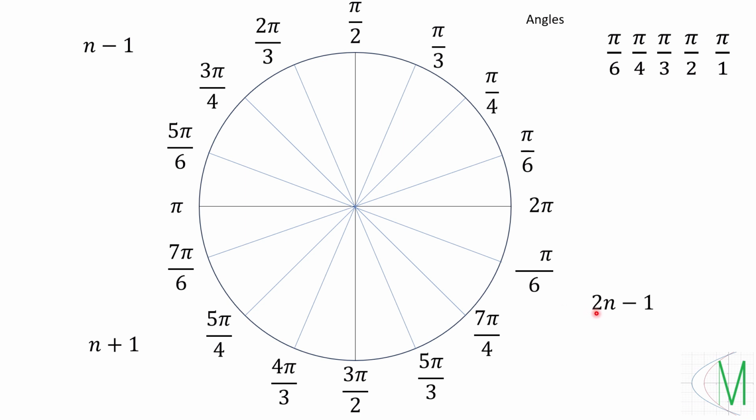And 6 times 2 is 12. 12 minus 1 is 11. So there's all of your angles. Okay, that's all the angles. You can go ahead and simplify, you can go ahead and build out the rest of the unit circle based off of those angles.